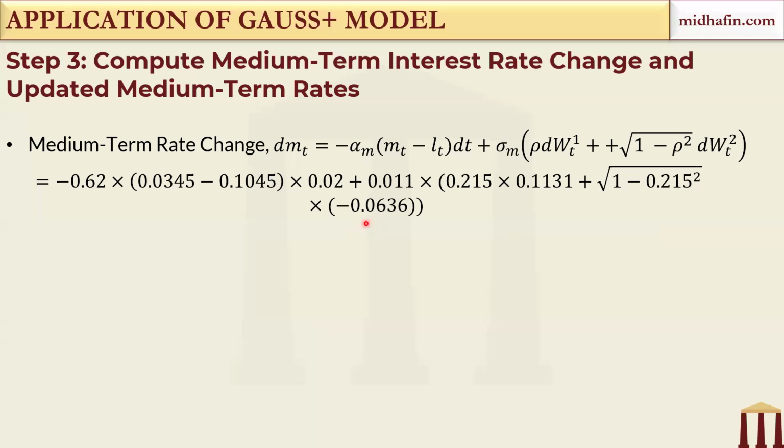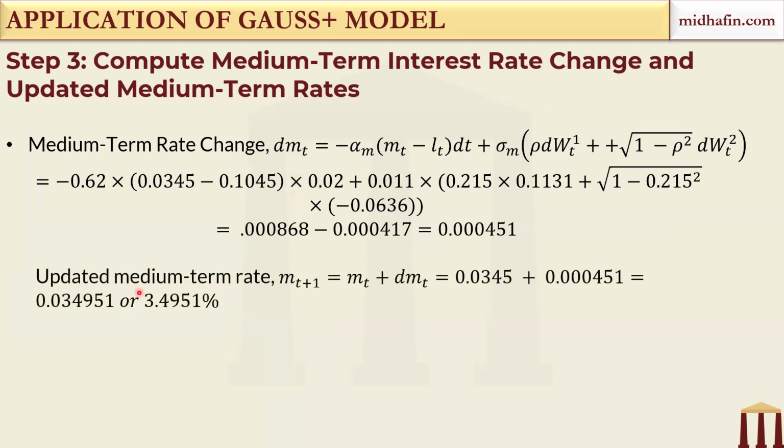So this is the idea. The first part, of course, is the mean reversion part, and then you have the stochastic part. So we've calculated them, and we get the total change in the medium term factor as 0.000451. And of course, this is the change, not the rate.